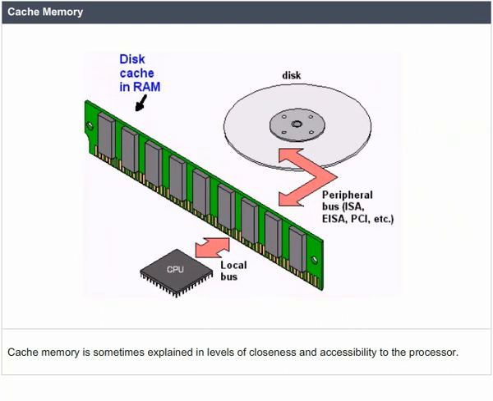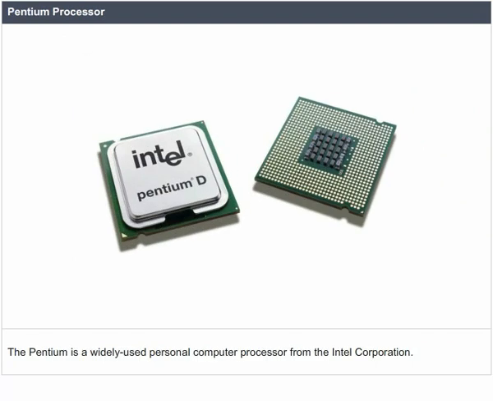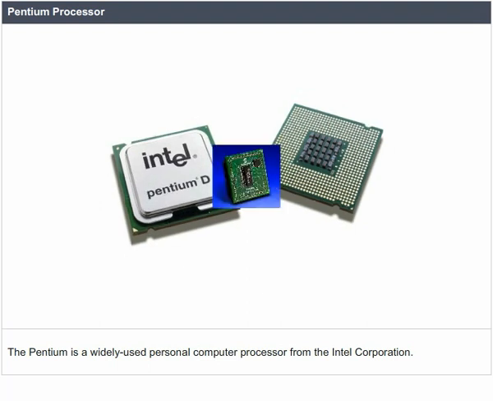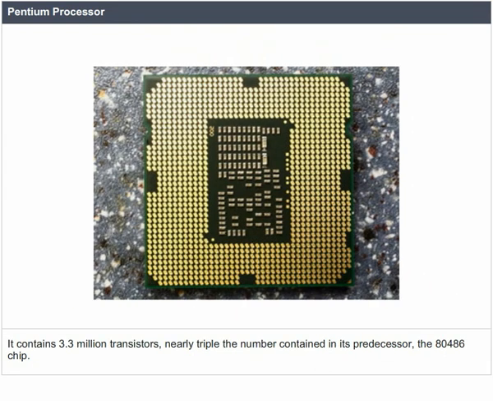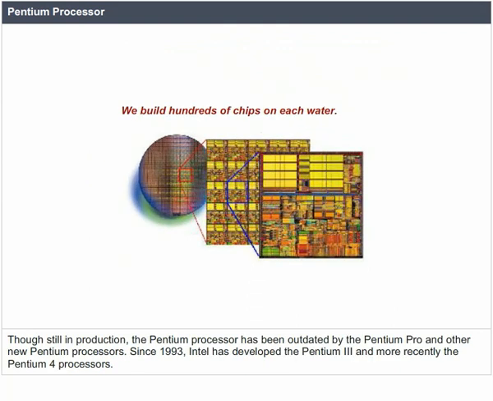Pentium processor. The Pentium is a widely used personal computer processor from the Intel Corporation. A 32-bit processor introduced by Intel in 1993, it replaced Intel's 486 microprocessor as the microchip of choice in manufacturing personal computers. It contains 3.3 million transistors, nearly triple the number contained in its predecessor, the 80486 chip. Though still in production, the Pentium processor has been outdated by the Pentium Pro and other newer Pentium processors. Since 1993, Intel has developed the Pentium 3 and more recently the Pentium 4 processors.